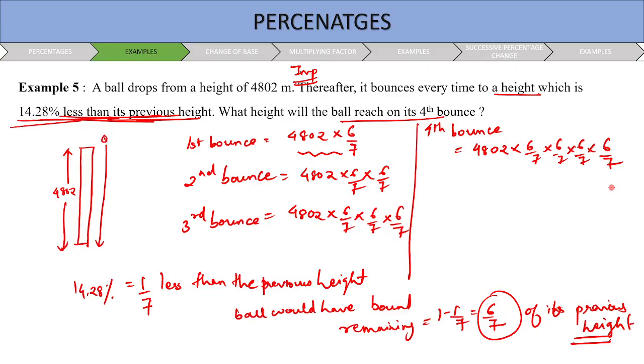I hope this is clear. So you have to just solve it. You will get 7 raised to 4, which is 2401. So this will go 2 times.